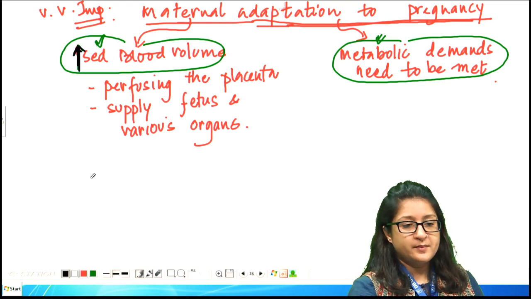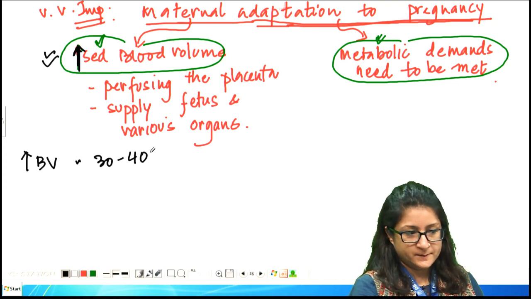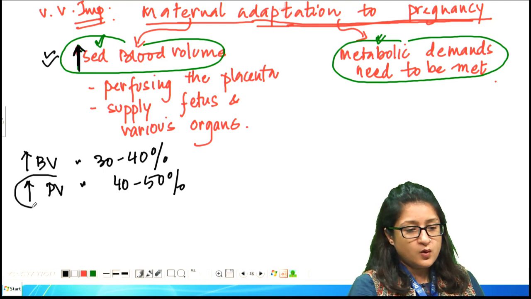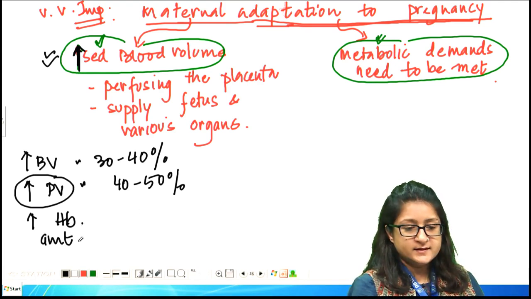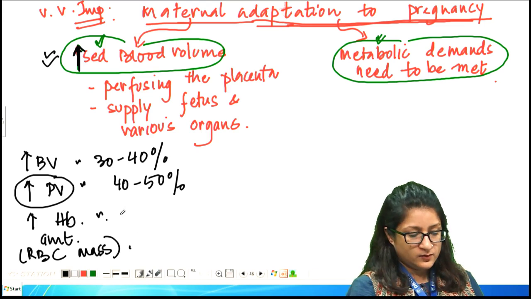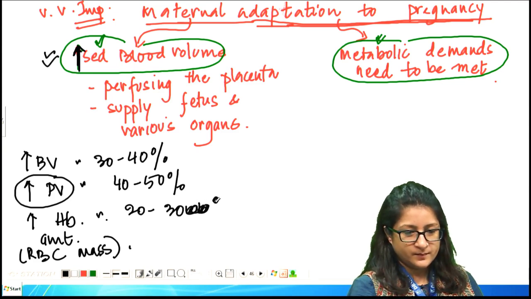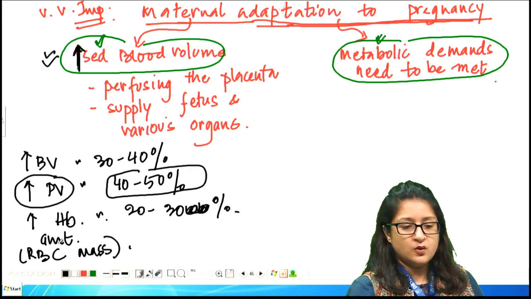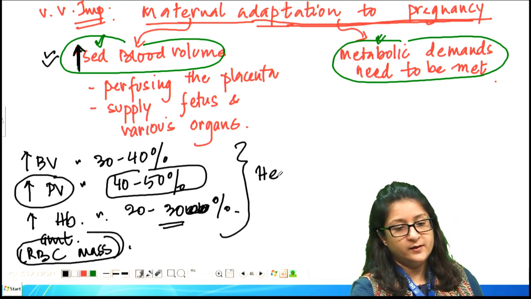But what we have to remember is that this increase in blood volume is about 30 to 40%, all right? Increase in plasma volume is about 40 to 50%. So there is more increase in plasma as compared to hemoglobin, but there is an increase in hemoglobin amount. The increase in hemoglobin amount or RBC mass is only about 20 to 30%. So this increase in plasma volume is more than the increase in RBC mass. So what this leads to is hemodilution.